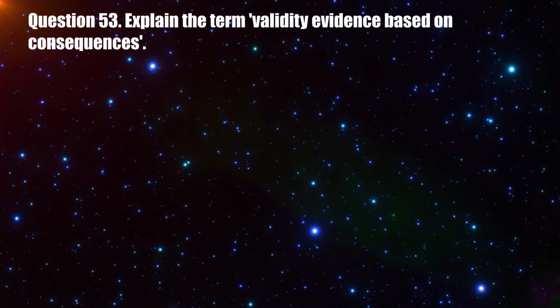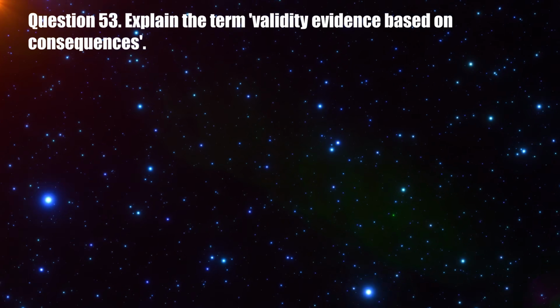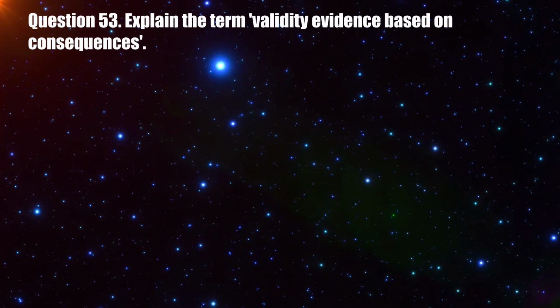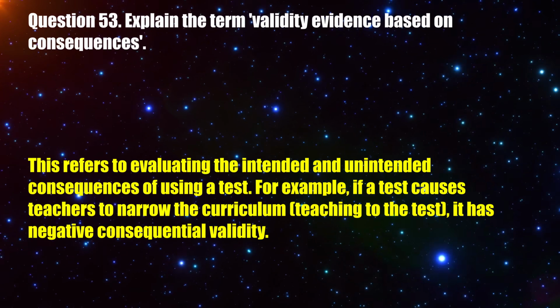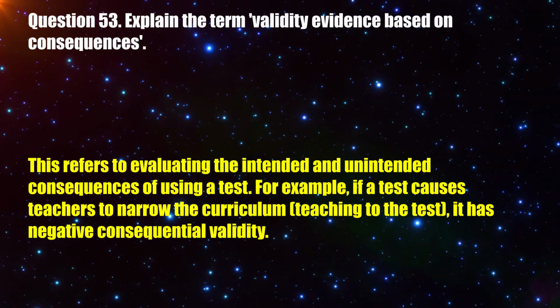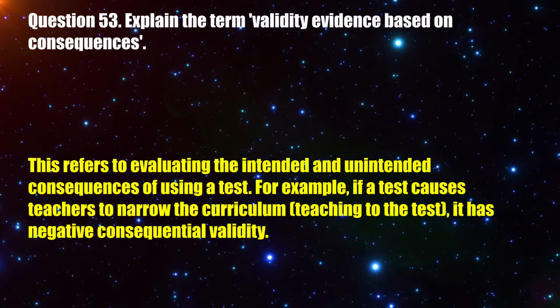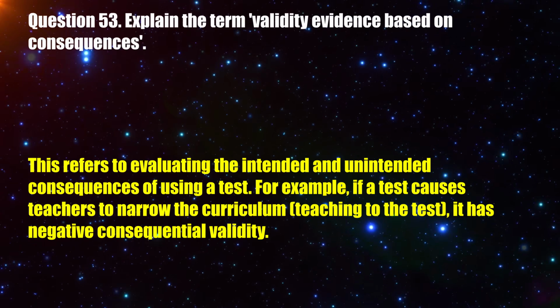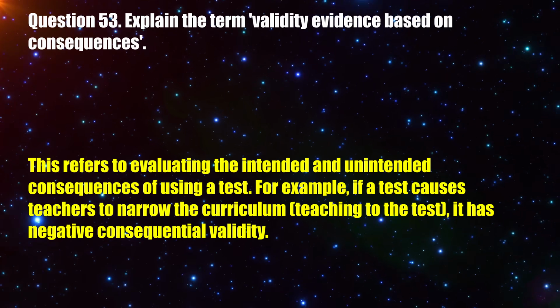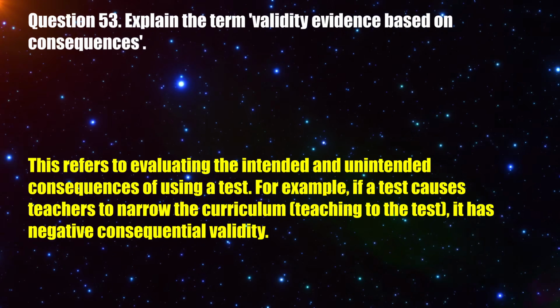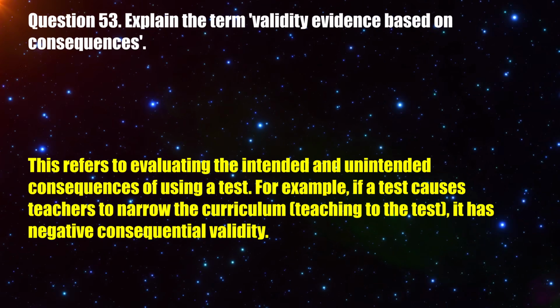Question 53. Explain the term validity evidence based on consequences. The answer is, this refers to evaluating the intended and unintended consequences of using a test. For example, if a test causes teachers to narrow the curriculum, teaching to the test, it has negative consequential validity.